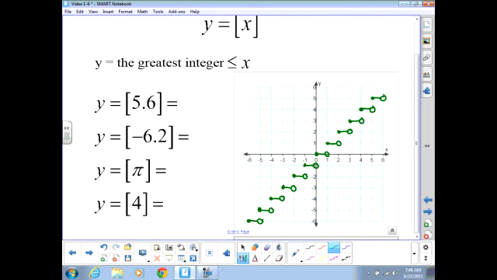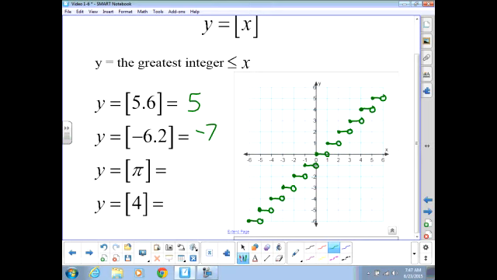So if we want the greatest integer of 5.6 there on the left, the integer that is less than or equal to 5.6 would be 5. The integer that is less than or equal to negative 6.2. This is where it becomes tricky, because on a number line, you've got to think of it as you're always going to the integer to the left of it if it is not an integer itself. So the integer to the left of negative 6.2 would be negative 7.